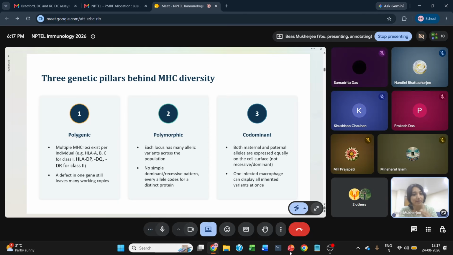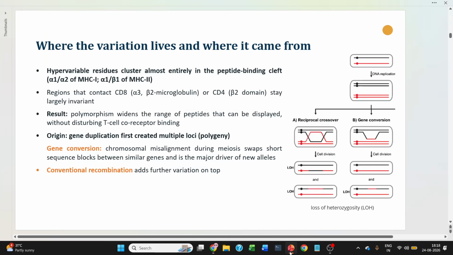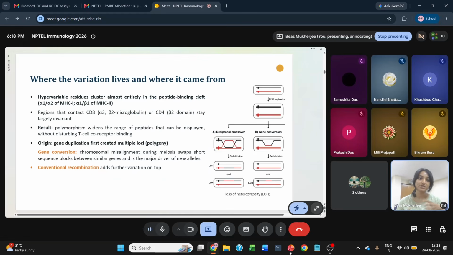So one infected macrophage can display all inherited variants at once. All of these three properties, first the large number of genes, then polymorphism, and the third one, co-dominance, make these MHC molecules very, very diverse. Genetically diverse, and therefore in the protein sequence also there is a lot of diversity.